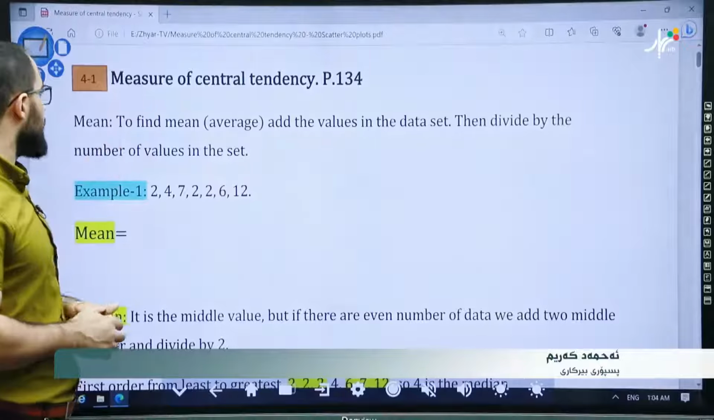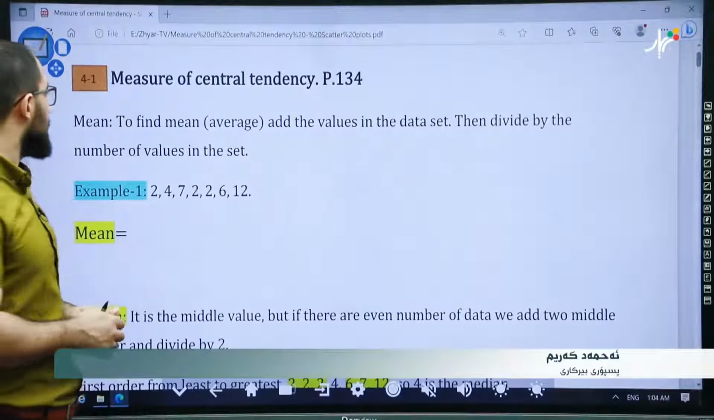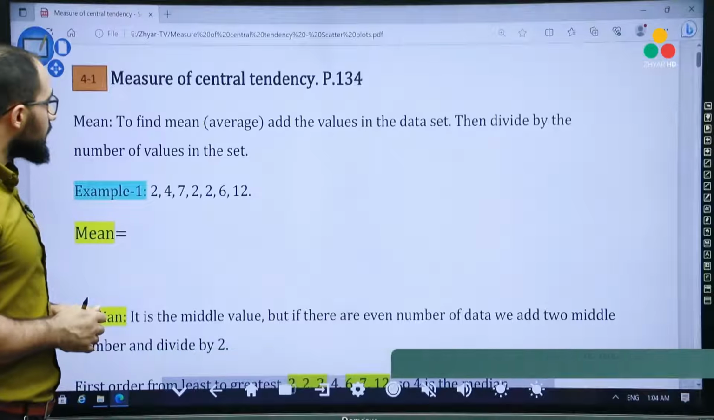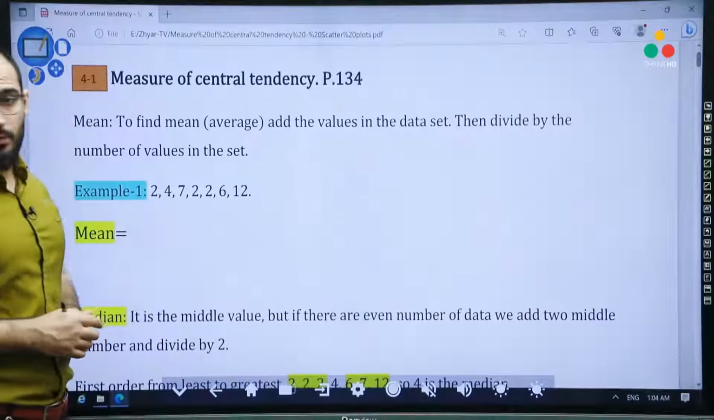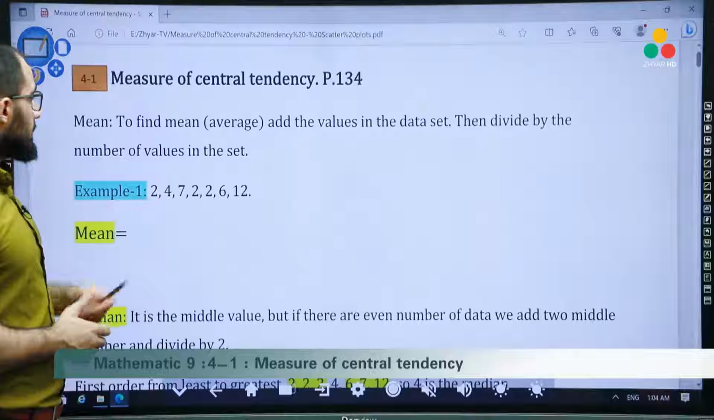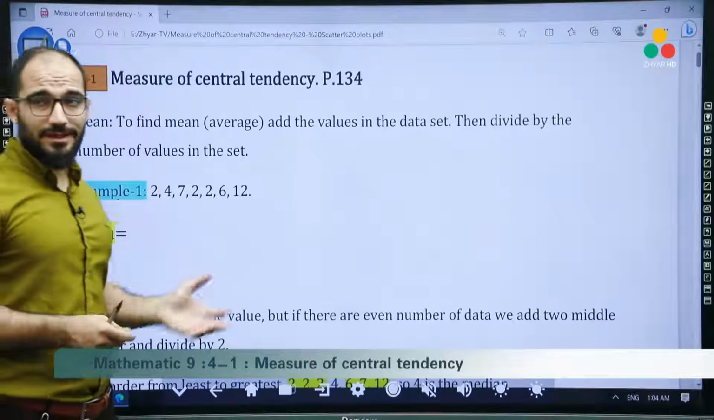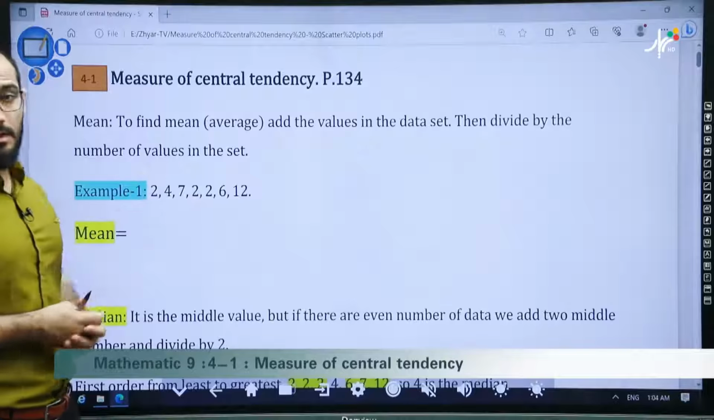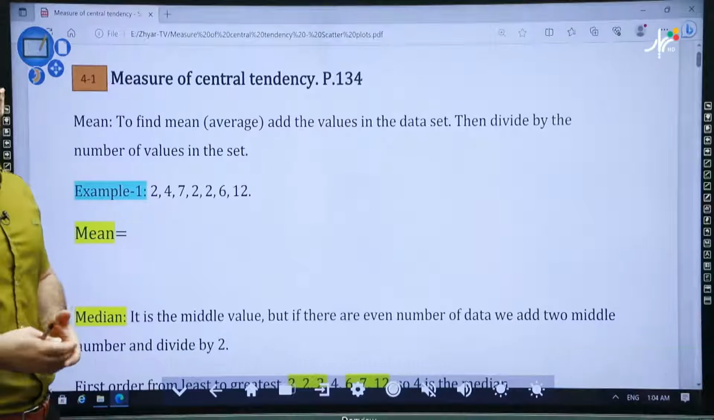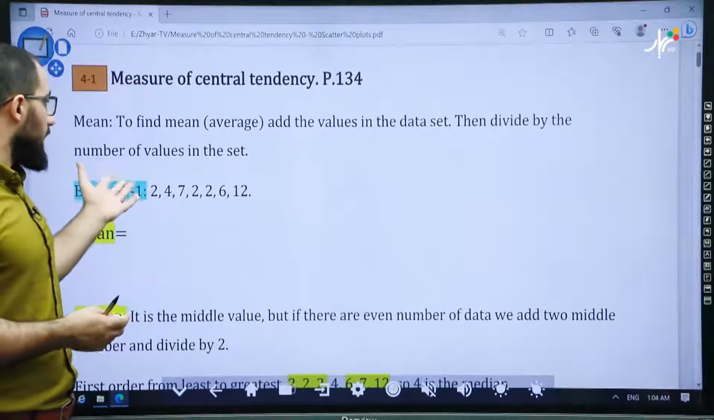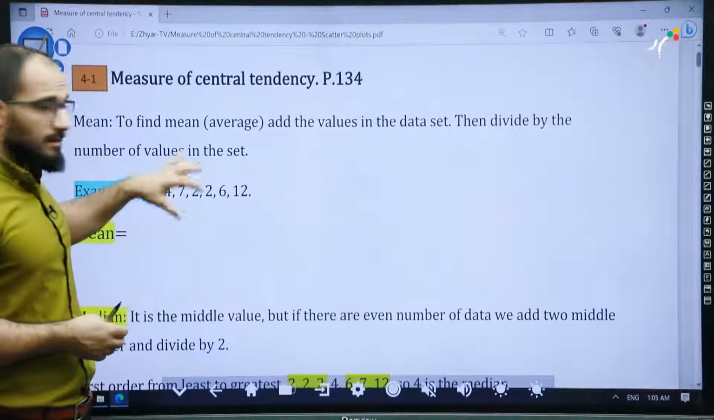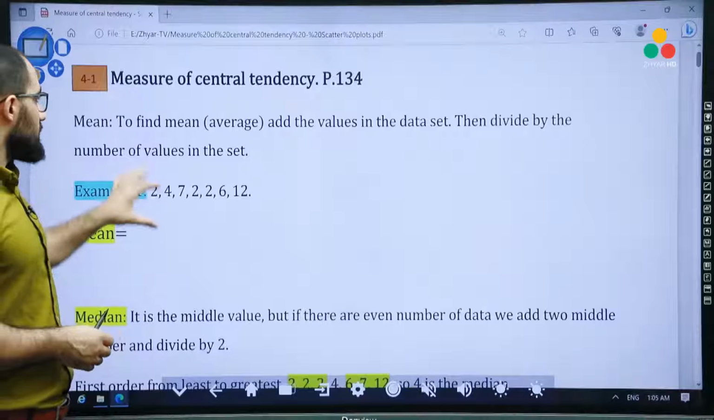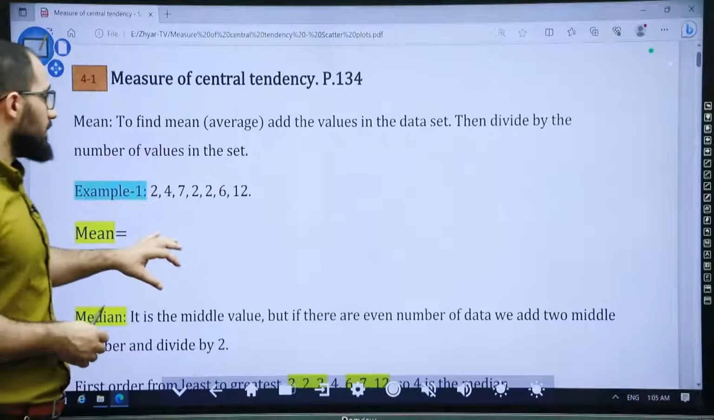So today we have a new subject in a new chapter. It is section 4.1, measure of central tendency, page 134. It's not a new subject, okay, because we have heard and seen these questions in grade 4, 5, 6, 7, and even grade 8. And you are also going to study it in grade 10 and above. Maybe most of you have an idea about the subject.